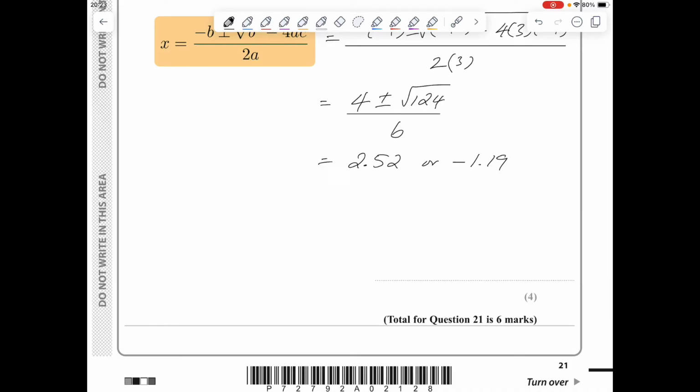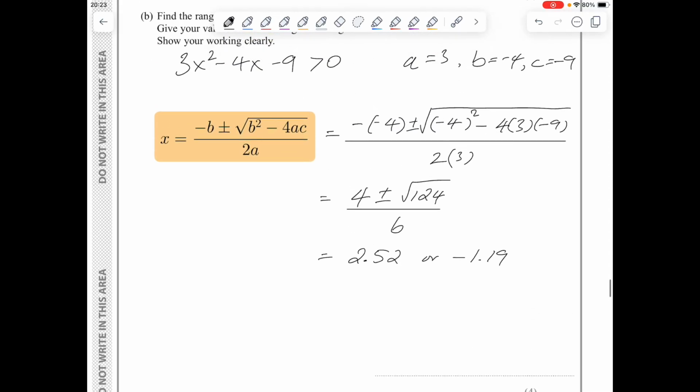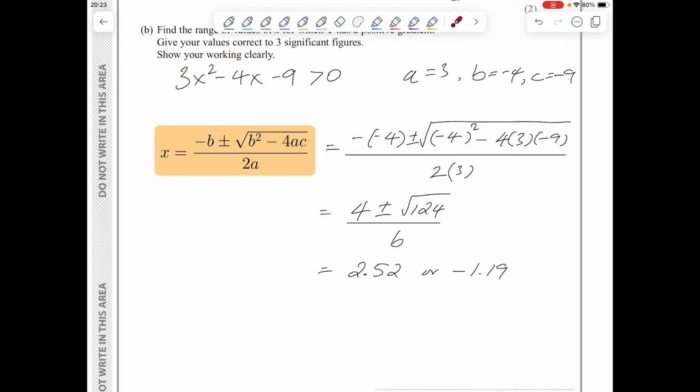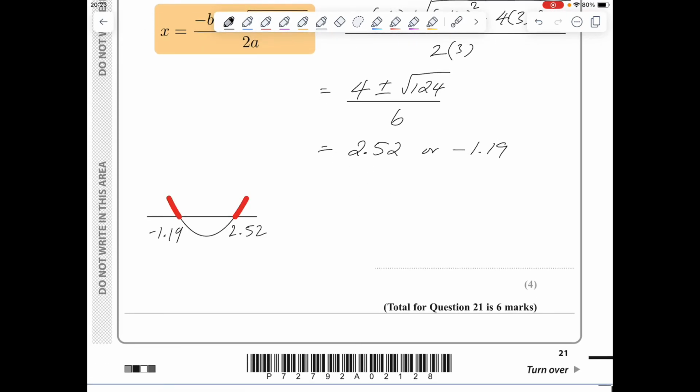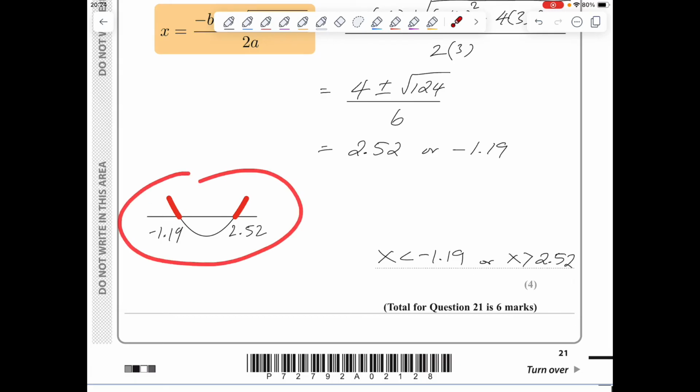So if you consider the quadratic function above, this one, that's a positive quadratic. It's 0 at minus 1.19 and 2.52. It's greater than 0 to the left and right of those numbers. So final answer, x less than minus 1.19 or x greater than 2.52. Now this diagram is just to give me a visual representation, doesn't get any points.